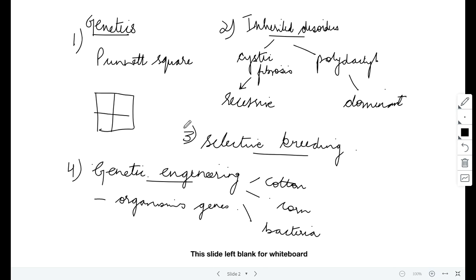So basically these genetically engineered organisms are made by scientists to make sure they have the desirable characteristic, whatever characteristic they want in that particular organism. Now can you tell me how we can alter the organism's genes? I'll change the slide.